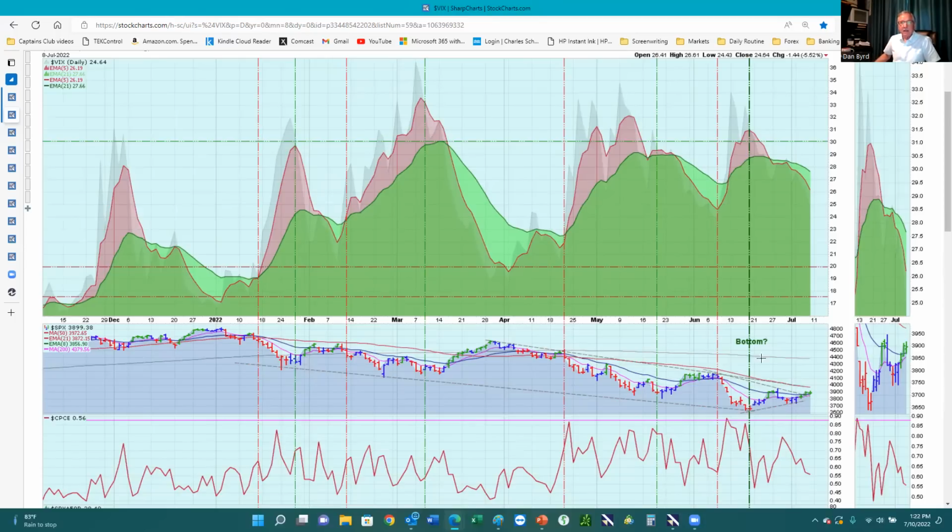All right, so there's the VIX. When it comes back up, like right here, when the gray comes back above the red, that's usually when we're at the top. So this one's at the bottom, this one's at the top, or close to the top, etc.